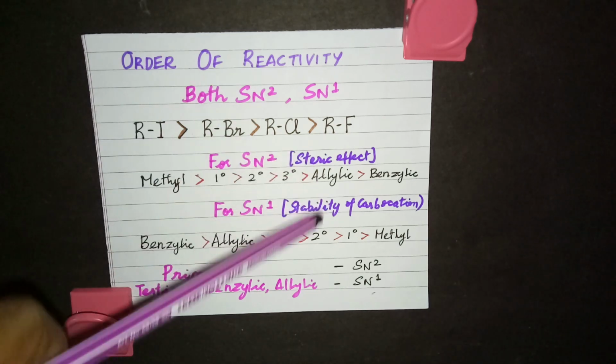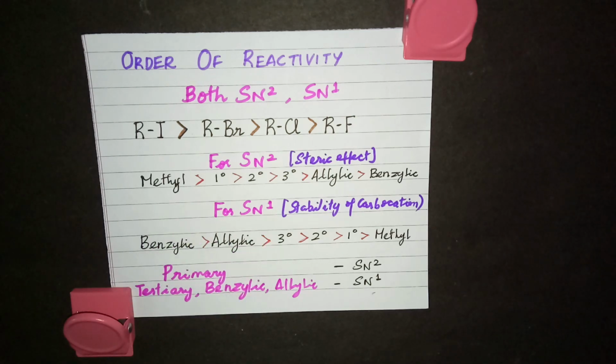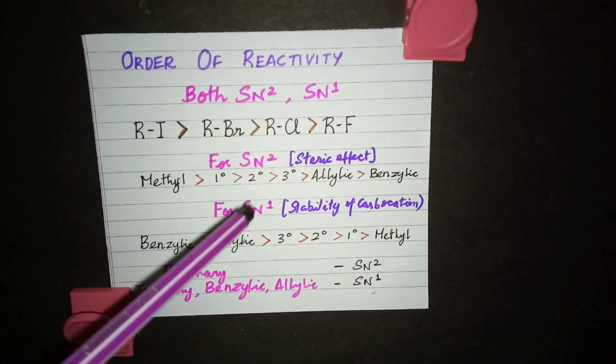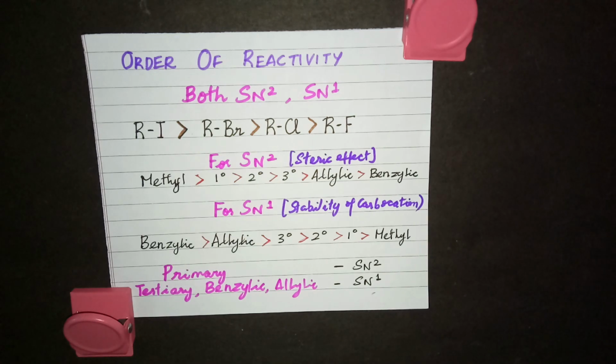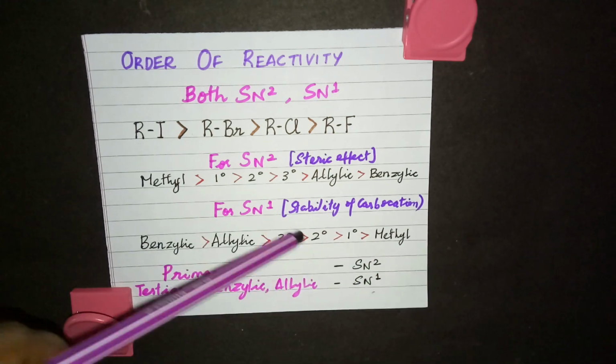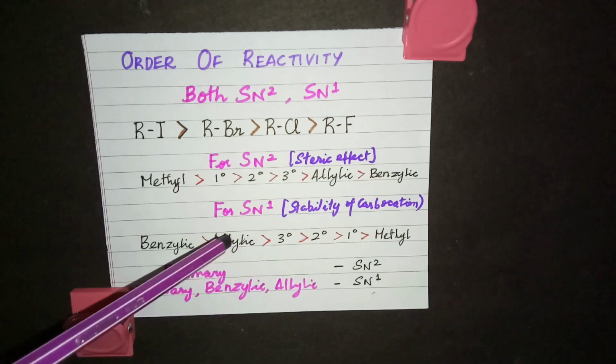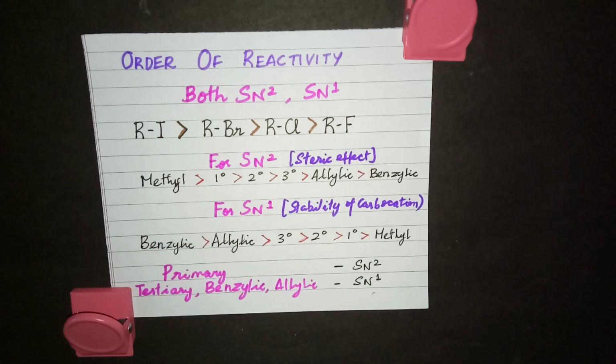Before that, I'll show you why benzylic and allylic are more reactive than tertiary and secondary. And I told you for SN1, you have to decide on the order of reactivity depending upon the stability of carbocation. In this case, you get methyl carbocation, primary carbocation, secondary carbocation and tertiary carbocation. And I told you tertiary carbocation is more stable. Compared to tertiary, allylic and benzylic carbocations are more stable because of one specific reason called resonance.